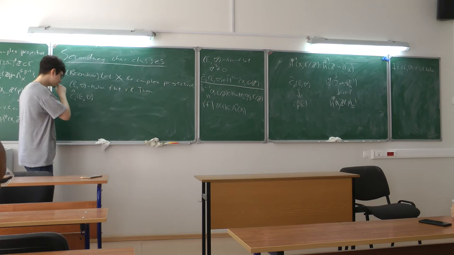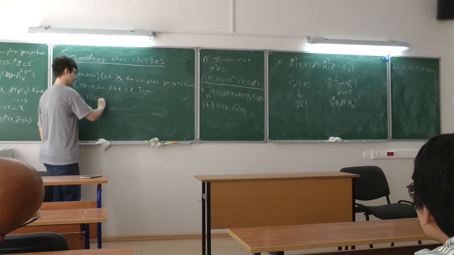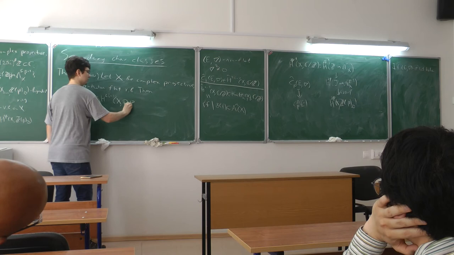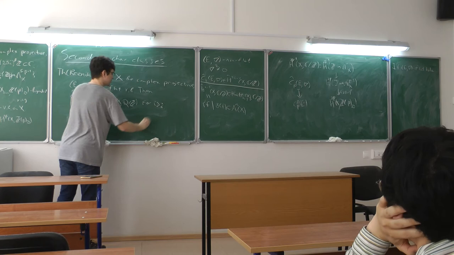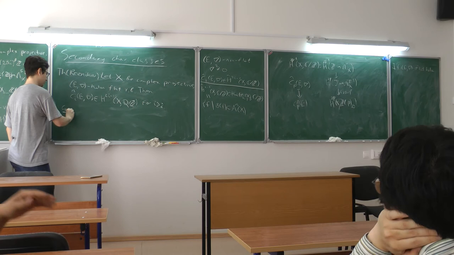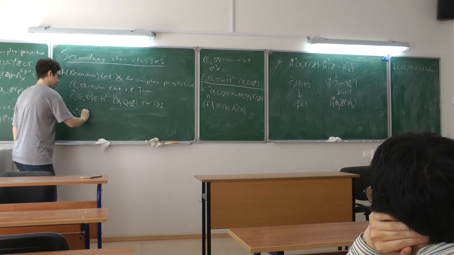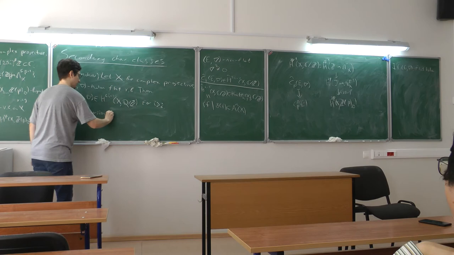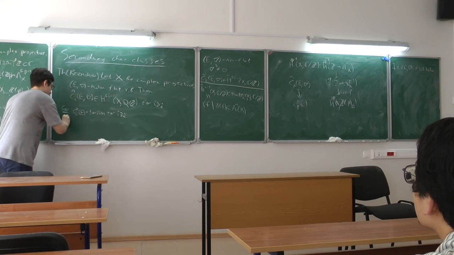These classes are torsion, so they actually live in H^(2i-1) of X with coefficients in Q mod Z, for i starting from 2. And a corollary of this is that under these assumptions, the Deligne Chern classes are also torsion for i greater than 1. This was actually the Bloch conjecture before this theorem.